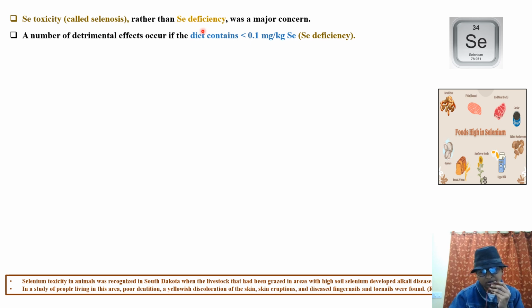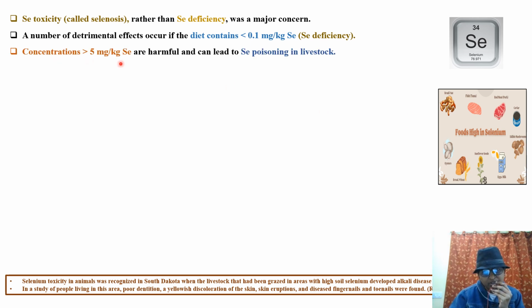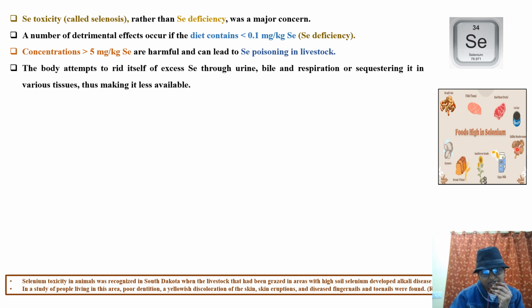We have also talked about this hormesis concept. There is selenium toxicity as well as selenium deficiency. If the diet contains less than 0.1 mg per kg of selenium, it causes selenium deficiency. Okay, and it also has some detrimental, toxic effects. Concentrations of more than 5 mg per kg selenium are harmful and lead to selenium poisoning in the case of livestock.